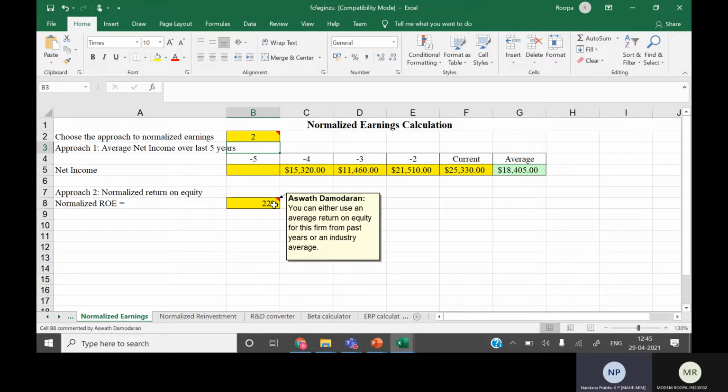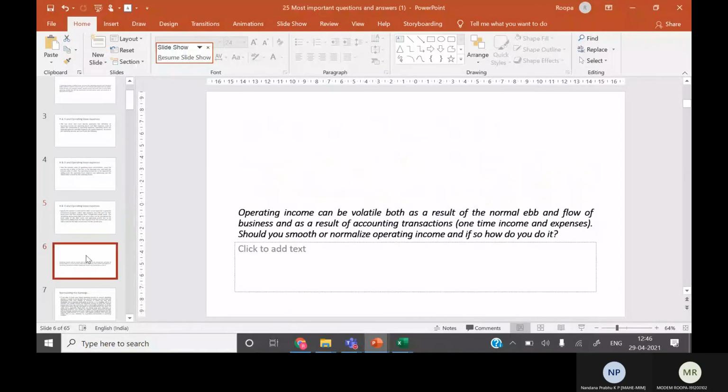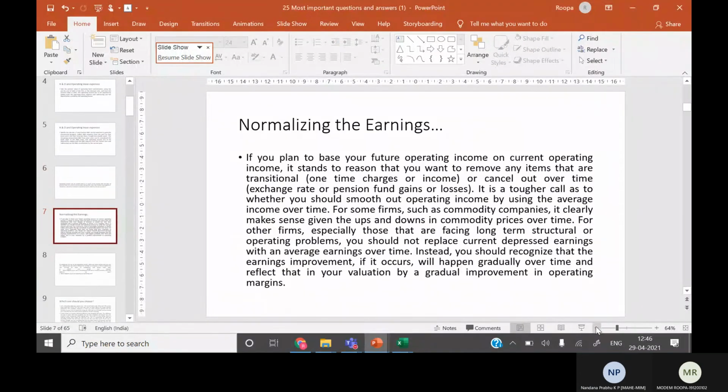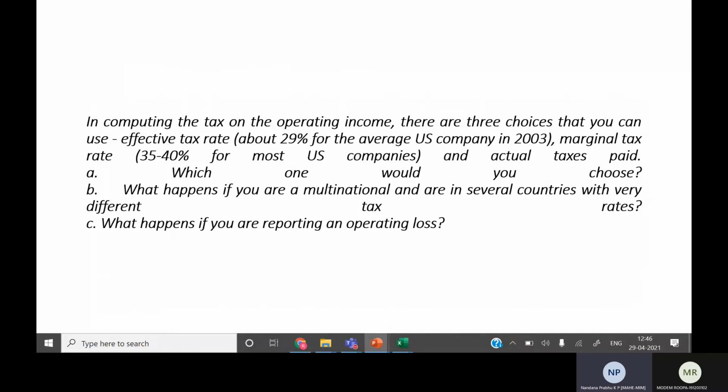If we have said no, there is no problem. So when do we say yes? In case we have perceived much volatility in the earnings, then we say yes. That's what we are supposed to do. Now let us go back to the slides. So that normalizing earnings is done by that Excel template.